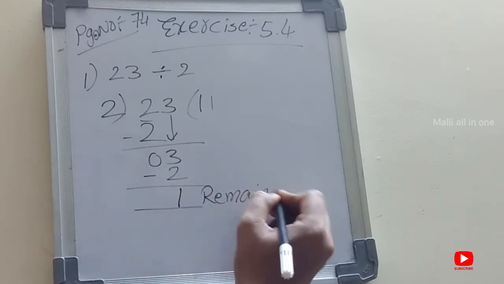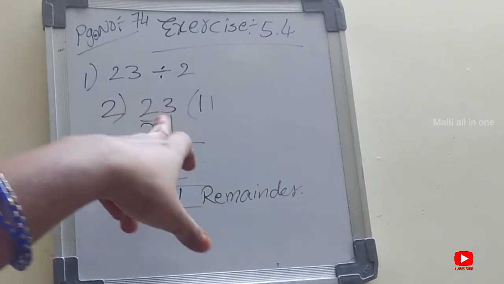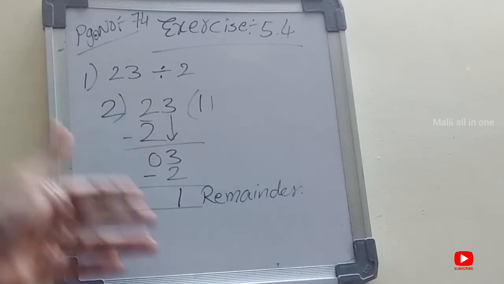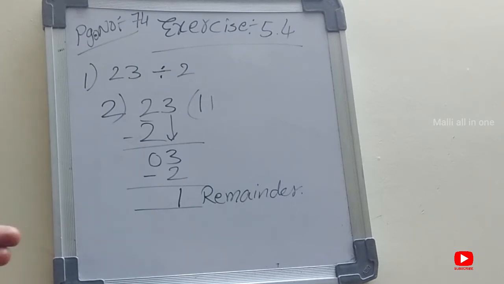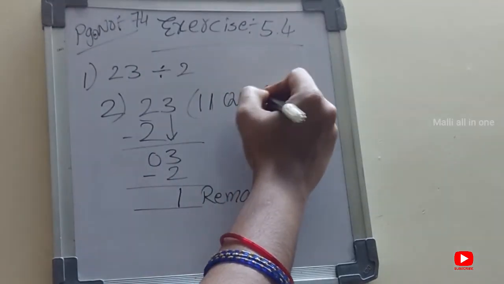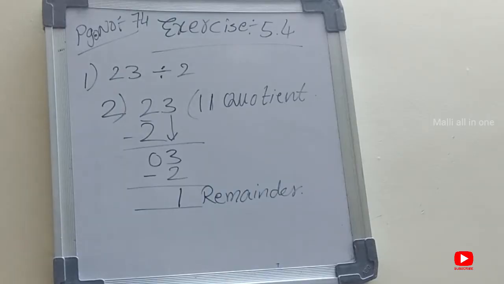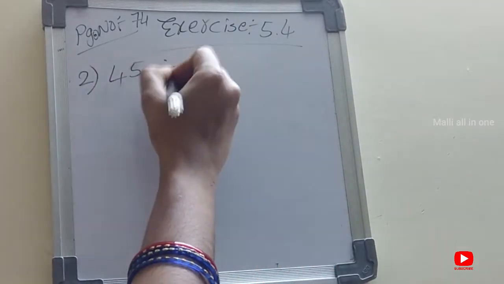I said in the previous classes that sometimes the remainder will come as 1 or 2. Sometimes, most probably, 0 will come, when the digits are exactly multiplied with 2. But here 3 is given, and 3 is not in the 2 table, so we will get remainder 1. Now what is the quotient? 11. They are asking quotient and remainder, so quotient equals 11, remainder equals 1. Now the second one, 45 divided by 4.